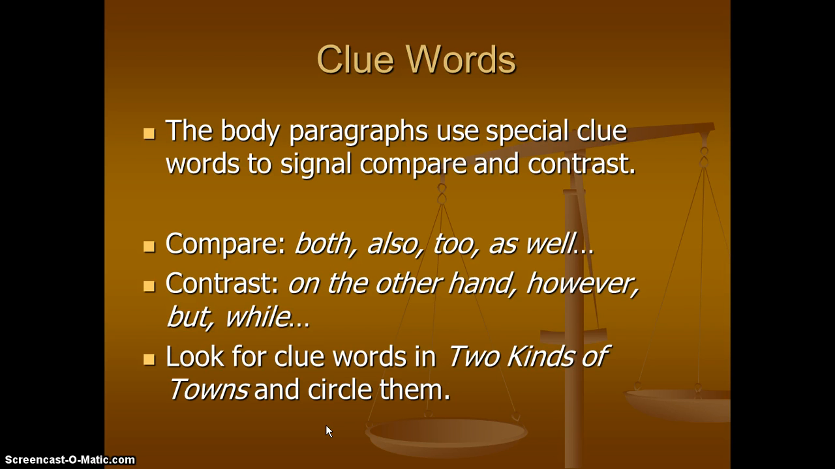Now, if you take a look at Practice Companion page 220, you can look at the writing model. And I do want you to circle the clue words in Two Kinds of Towns and see how the author uses them in the writing model. We will go over this in class, so you will need to do this. So go through page 220 in the writing model and circle those clue words. And I want you to pause the video and you can do this. So pause the video now.